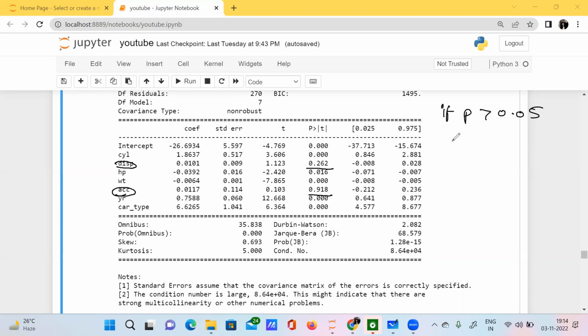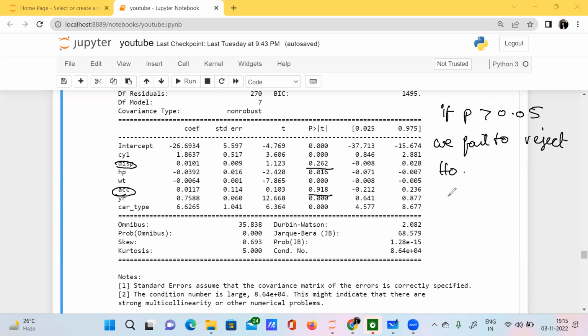So we have found that displacement and acceleration are the two columns that are actually having p-values greater than 0.05. So what can we do here? If the p-value is greater than 0.05, then what can we do? We fail to reject the null hypothesis. That means we accept the null hypothesis. So what is the null hypothesis stating?